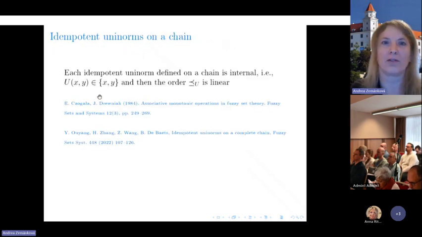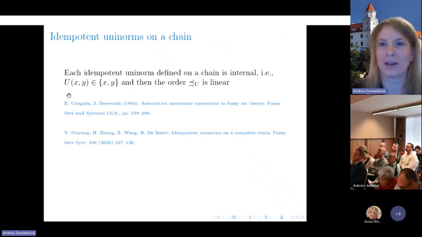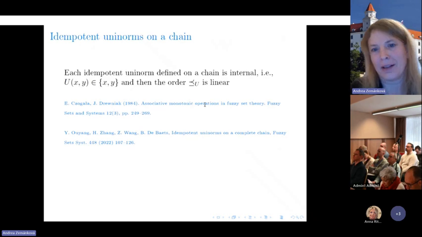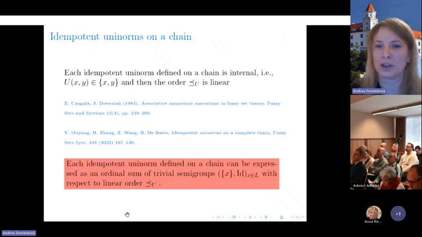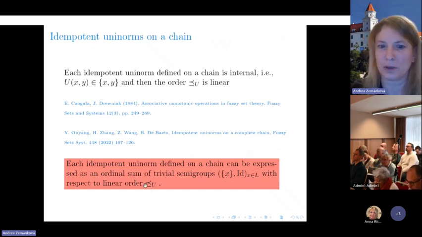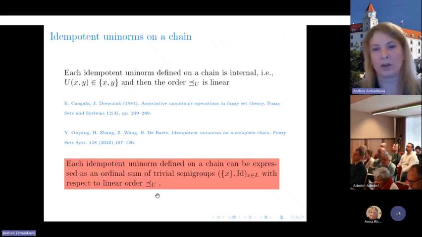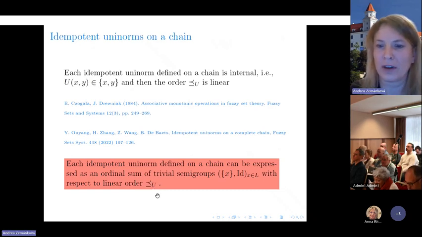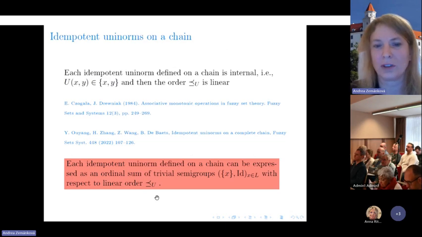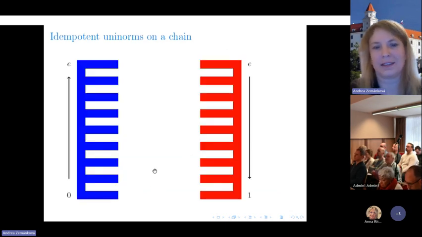For example, in the simplest case, when we work on a chain, then from results of Czogała and Drewniak and others, we know that each idempotent uninorm defined on a chain is internal, which means that the aggregation of any two inputs is one of these inputs. And in such a case, our U order is linear. Therefore, it is not surprising that each idempotent uninorm defined on a chain can be expressed as an ordinal sum of trivial semigroups with respect to this U order. And also in the opposite direction, taking any linear order on our set, we will obtain a commutative, associative, and internal function. But how does it work with monotonicity? In the case of a chain, it is quite simple.